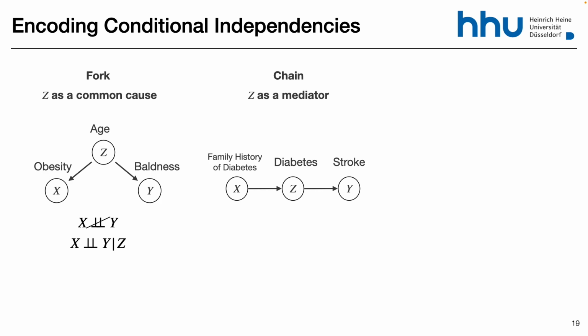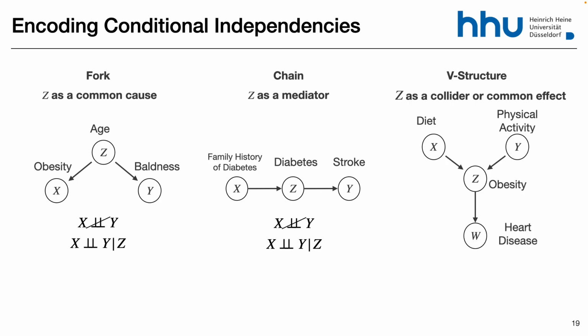But if I don't know if you have diabetes or not, it still helps to know your family history, right? But both are equivalent. You just saw these two graphs are equivalent. They're both representing the same independences. But the third one is going to represent a different set of independences. And here, what happens is the following.